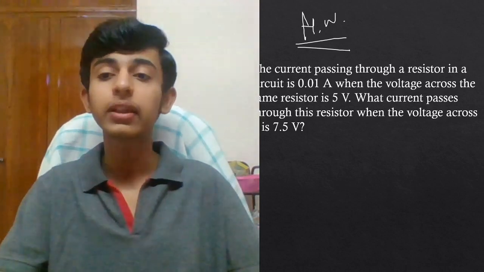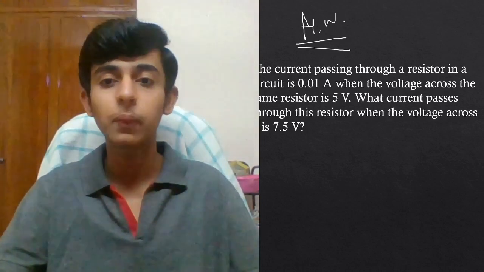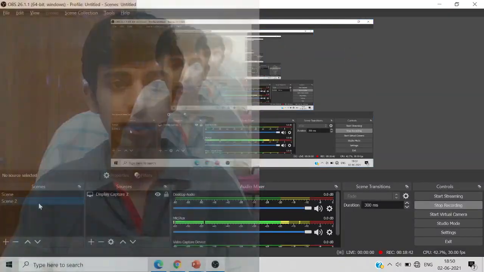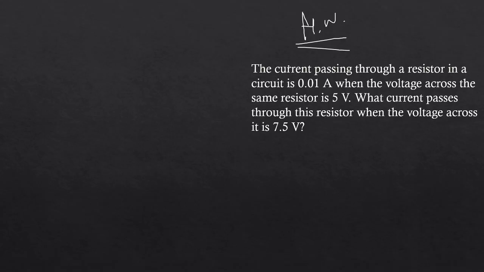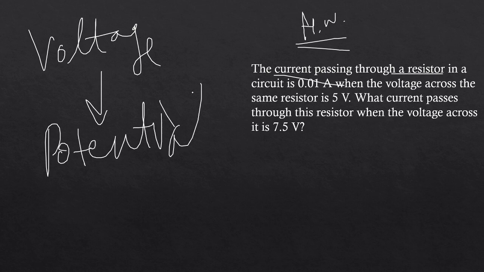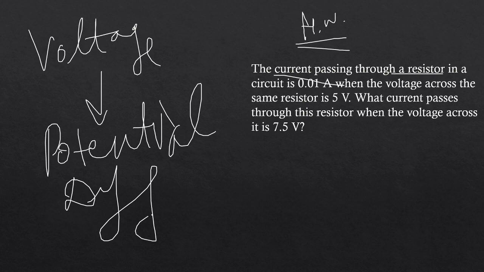The current passing through a resistor in a circuit is 0.01 amperes. I think this is not visible to you. Is that so? Let me just show you the question once. See, the current passing through a resistor in a circuit is 0.01 ampere when the voltage across it is 5 volt. What is voltage? See, voltage is nothing but your potential difference. Never get confused. What current passes through the same resistor when the voltage across it is 7.5 volt?